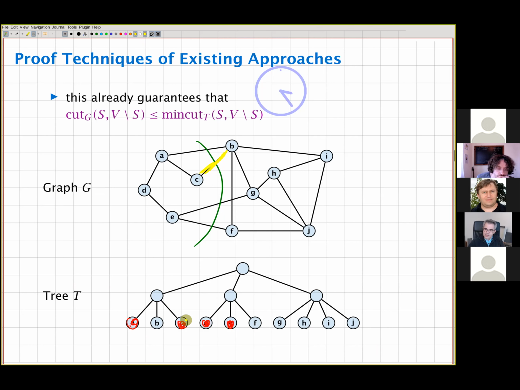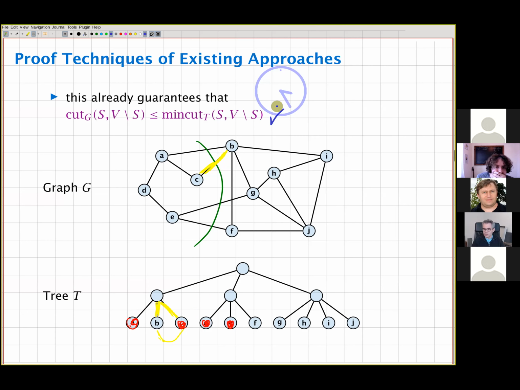I don't really know the cut in the tree. But I know that this graph edge contributes to the capacity on every edge on its path. But this is an edge here that connects a red leaf vertex with a blue leaf vertex, because it's an edge of the cut in the graph. But the tree cut has to remove one of these edges. Therefore, the capacity of the yellow edge will also contribute to one of the edges that the tree cut has to take out. And therefore, the cuts in the tree are always larger. So this is one direction that one shows.